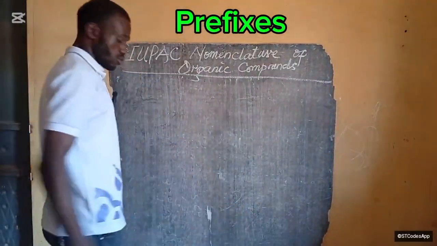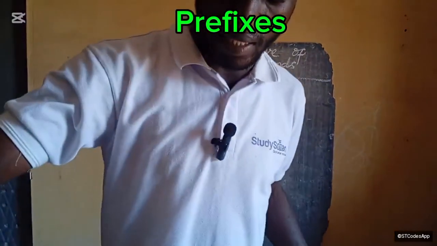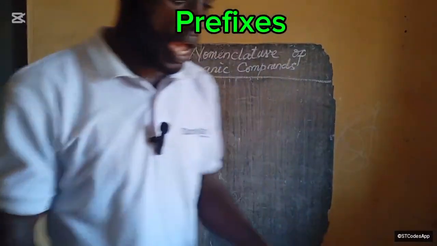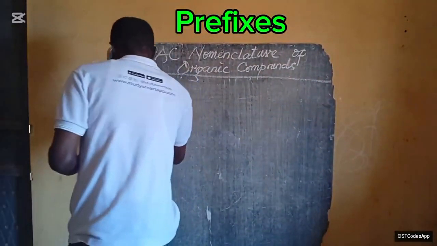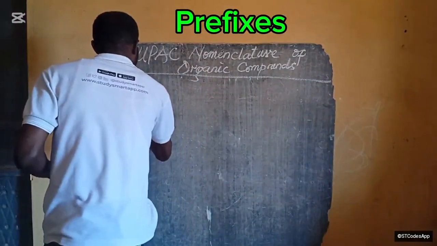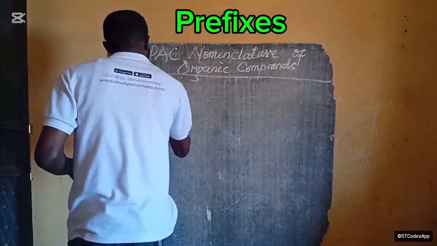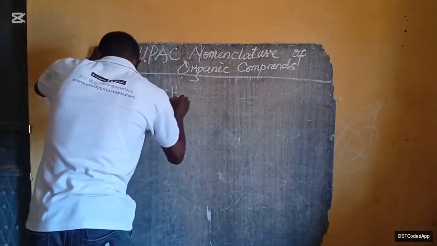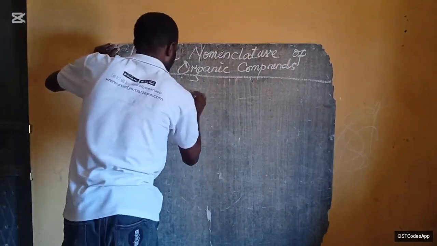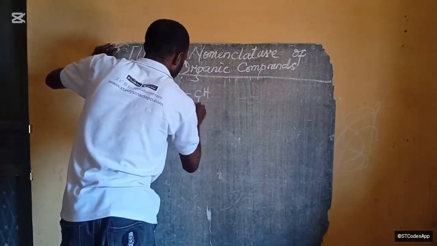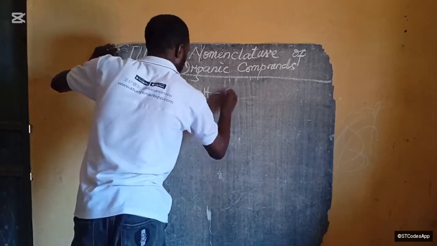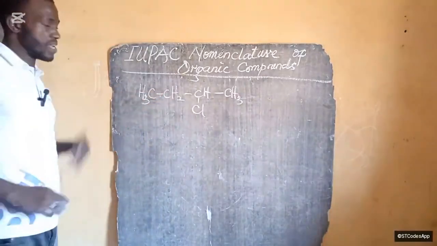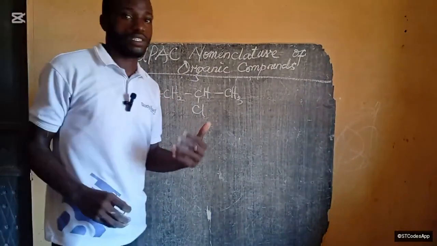Another thing I would advise you to do is make sure you are writing. Is that okay? Make sure you're jotting. So let's name our first molecule. Now, our first molecule goes like this. Okay, so we're supposed to name this molecule. Now let's apply the principles that we have already learned.